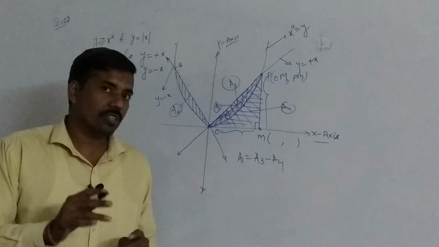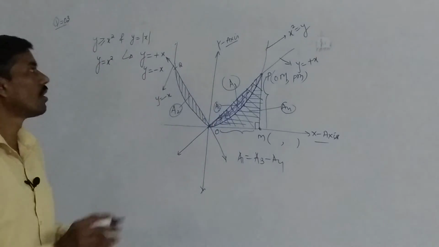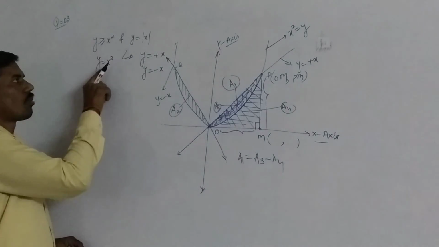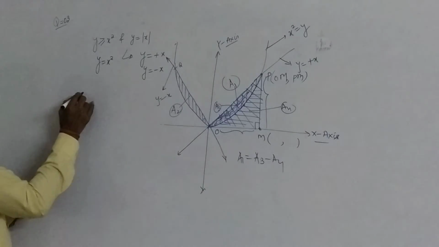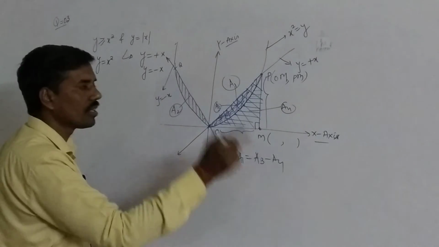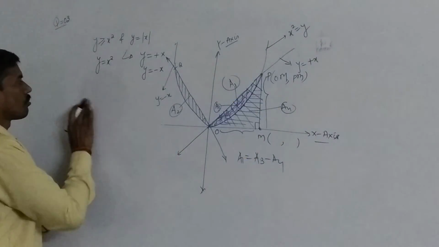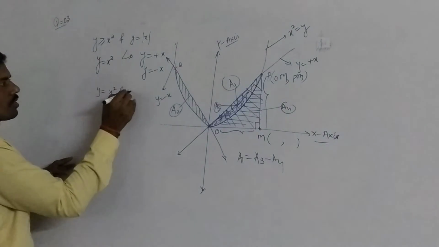And if you multiply A1 by 2, since A1 is equal to A2, then we get the total area enclosed by y greater than or equal to x square and y is equal to mod of x. Okay, so first of all find A1, find A3. Before that, you have to find OM and PM. So solve these two equations, that is y is equal to x square and y is equal to x.